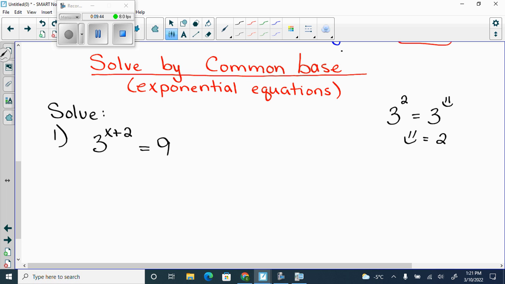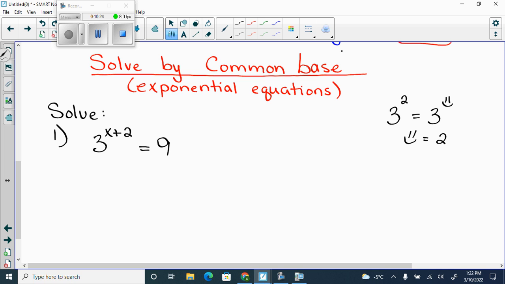Oh, solve by common base. Weird. That's how this lesson's going to go. So, if I can make both sides have the same base, then what can I say about the exponents? That they're the same. They're equal, correct? So I always try to make them the smallest base. So I have 3 and I have 9. Now I'm not going to multiply to make the same base, I'm going to do exponents. So what can I make 9 be? 3 to what exponent? 2. And I try to make them smaller. I don't make 3 be 9. I will always try to make 9 be 3.